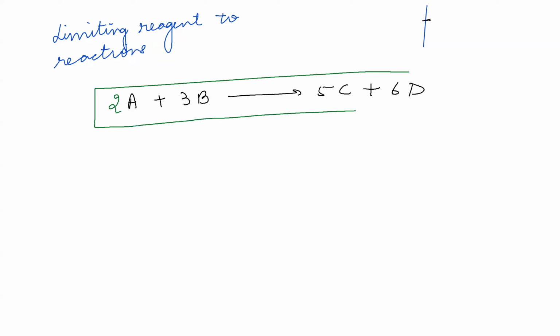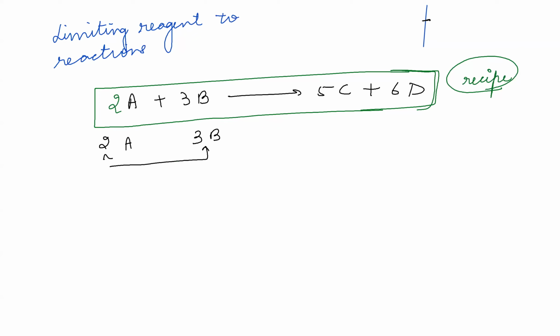Every reaction, you understand, is nothing but just a recipe. And if it's a recipe, what does that mean? That I know that if I have one atom of A and three atoms of B, they will completely consume each other, and in the end nothing will be left: zero A, zero B. You understand?